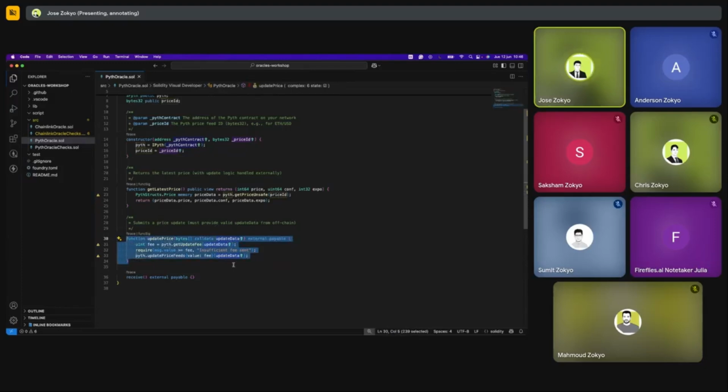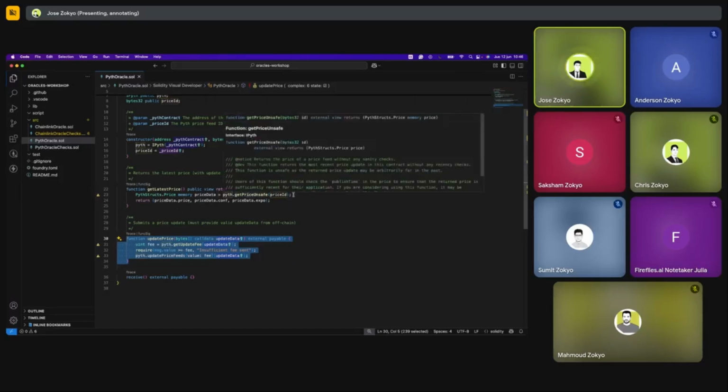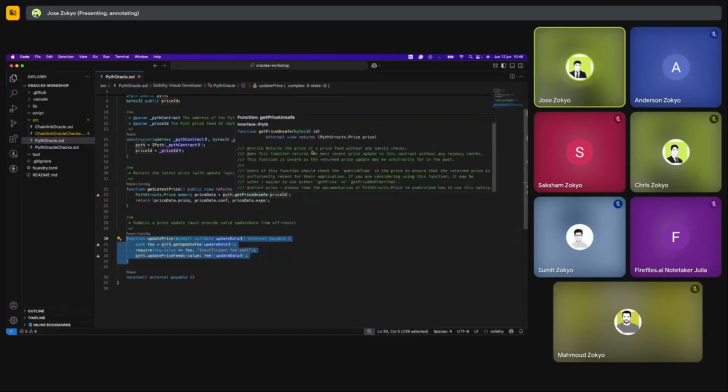But that will also introduce some risky edge cases, which are going to be mentioned later. And we also have here getPrice, which is using getPriceUnsafe. This is called unsafe because it returns the price of the price feed without performing checks. This means that this function returns the most recent price update in this contract without recency checks. So this means that the function unsafely returns the price, which could be a price from the past.